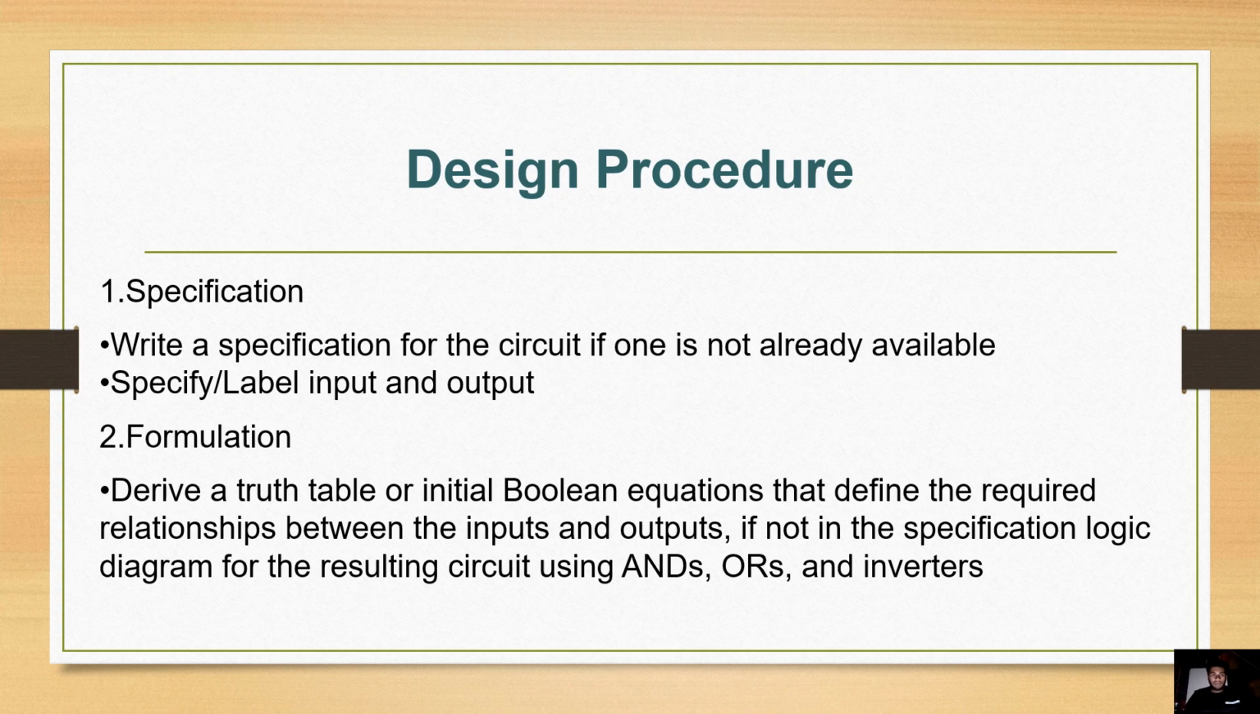Design procedure. First, specification. Write a specification for the circuit if one is not already available. Specify label input and output. Second, formulation. Derive a truth table or initial Boolean equations that define the required relationship between the inputs and outputs, then draw a logic diagram for the resulting circuit using ANDs, ORs, and inverters.